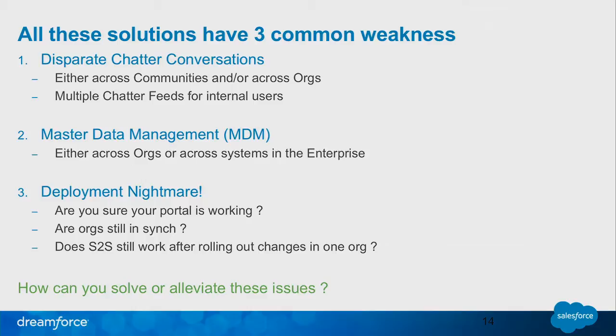So as soon as you have multi-org, obviously it doesn't apply so much for single org, you need to make sure your portal's still working when you make a change. You need to make sure your orgs are still in sync. When I deploy a validation rule or a change set in one org, is my Salesforce to Salesforce still working? How do I check that?